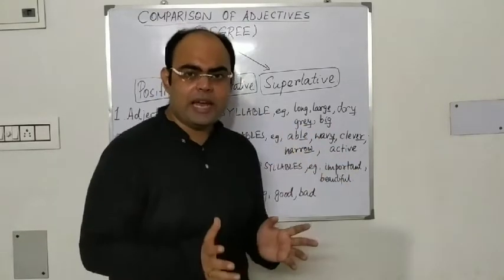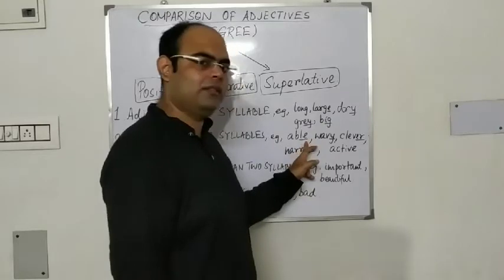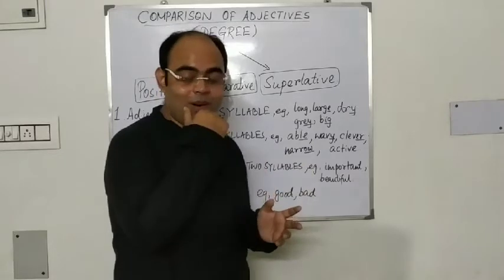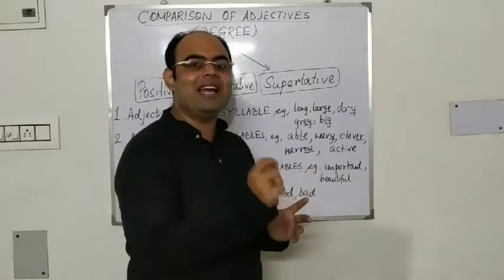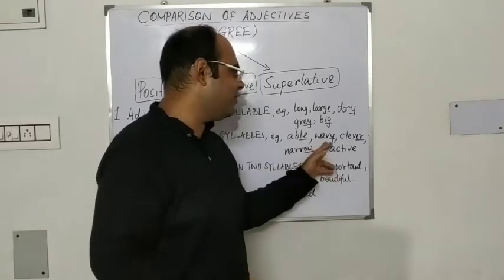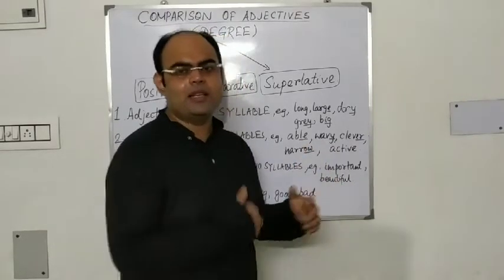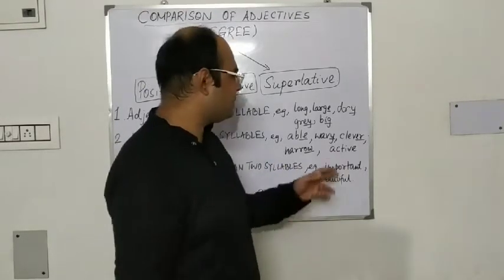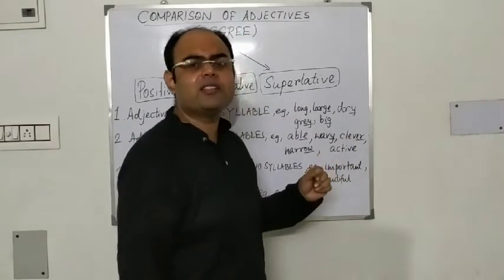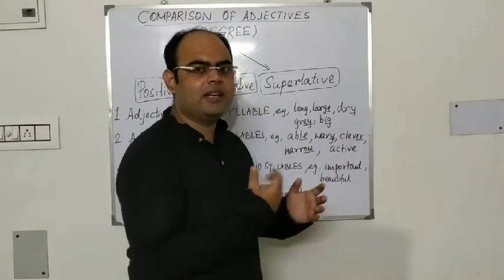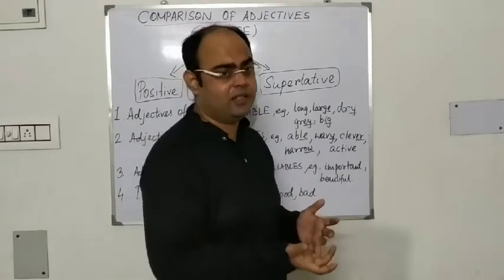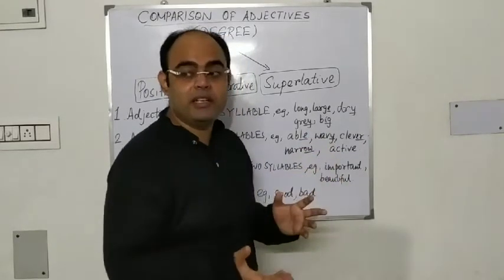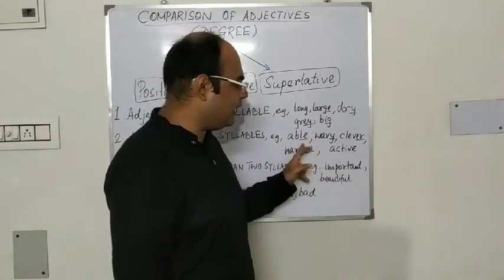So if the adjective ends in LE, so it ends in E actually, we will remove the E, we will not need to put another E, so we will just add R or ST, so abler, ablest. Wavy, remove the Y, put an I, ER, EST, wavier and waviest. Clever, in case of clever, what do we do? Just add ER, cleverer or cleverest, EST. Narrow, narrower, narrowest.